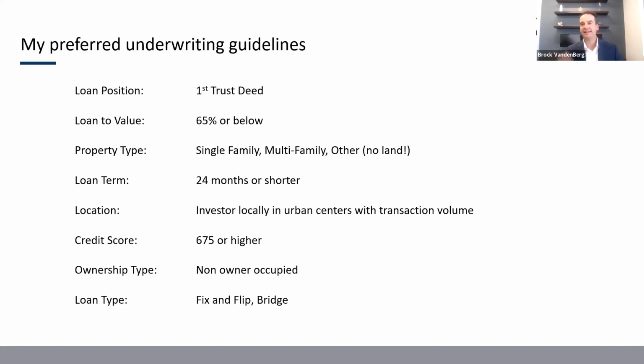All right, so let's talk about the guidelines that I use. So how do I approach lending in today's market? Just double check here. So another question came in here.